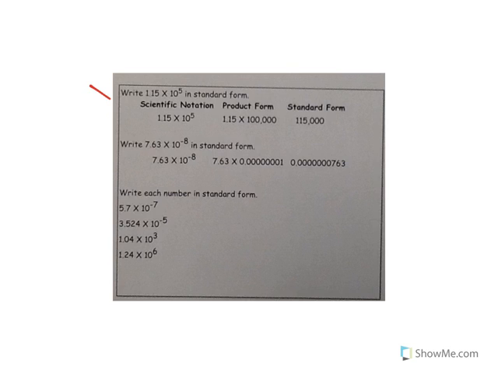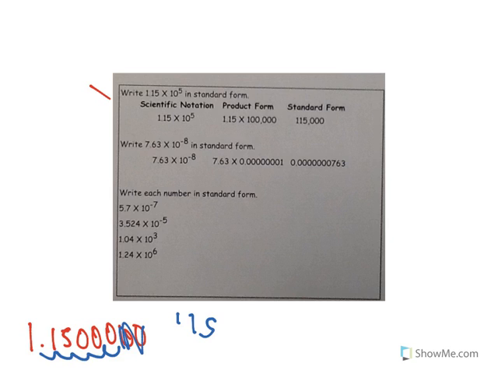So here's another example. It says here, write 1.15 times 10 to the fifth in scientific notation. So what you're going to do is 1.15, just add a bunch of zeros, and then move the decimal point over 5 spaces. 1, 2, 3, 4, 5. So then you can get rid of these extra zeros, and you're left with, I'll just rewrite it, 115,000. So that's 115,000.